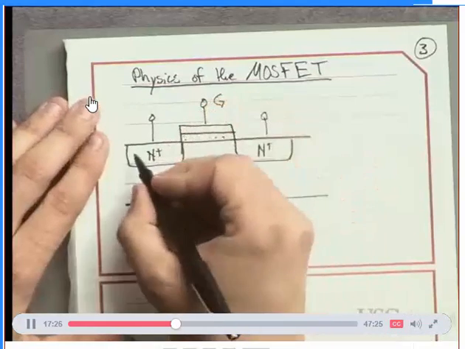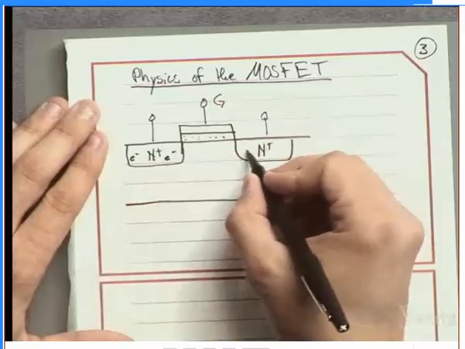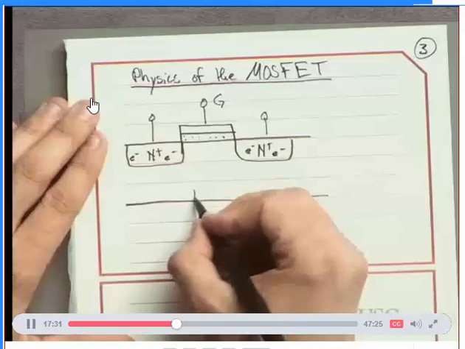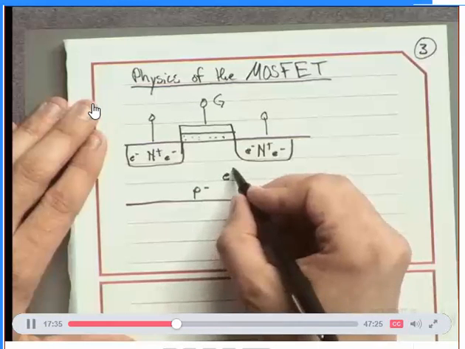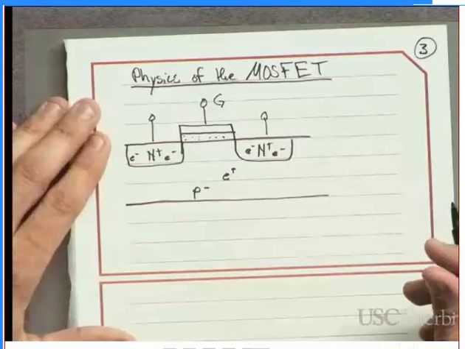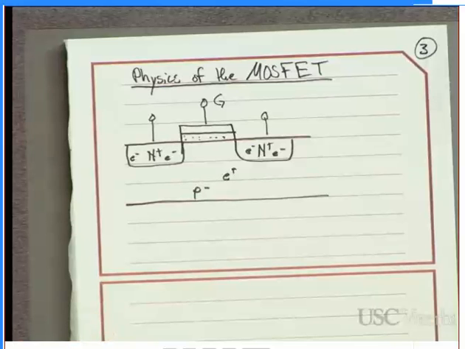N plus. So there's a lot of E minus running around in here. Electrons. And then there's holes down here. I kind of call those E plus. They have the same charge as an electron, but they're positively charged.